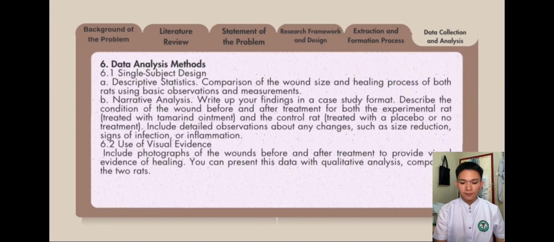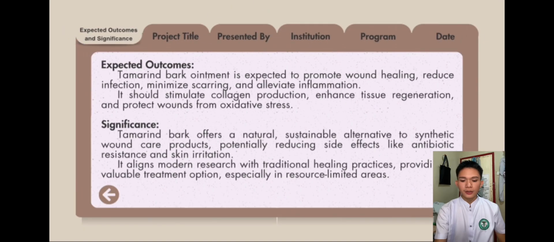Our data collection process includes, for our baseline measurements, initial wound size and characteristics; for our daily observations, monitoring redness, swelling, and infection signs; for our photographic evidence, documenting wound progression over 14 days; and for our statistical analysis, comparing the experimental and control groups to determine the ointment's effectiveness. We will use descriptive statistics and narrative analysis to interpret our findings. We anticipate that tamarind bark extract will demonstrate strong antimicrobial and healing properties, making it a viable alternative for wound care.